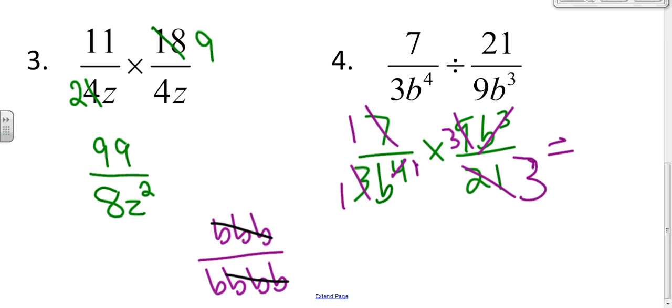And when I multiply, I end up with 1 times 3 is 3, and then 1b times 3 is going to give me 3b. Now this could be reduced even more, right? I can just divide out the 3 and the 3, and I'm left with 1 over b.